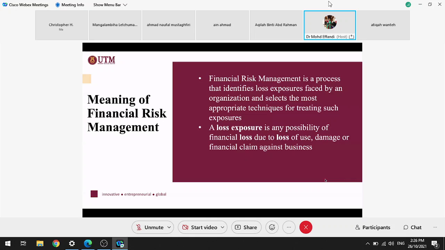The loss exposure. Okay, what is loss exposure? It is any possibility of financial loss due to loss of use, damage, financial claims against the businesses. So this is what we call the term loss exposure, the one that we're going to use. Okay, it means that it's not a good thing. It is a loss, right? So that means you have to avoid this, right? So we need to identify this thing first.